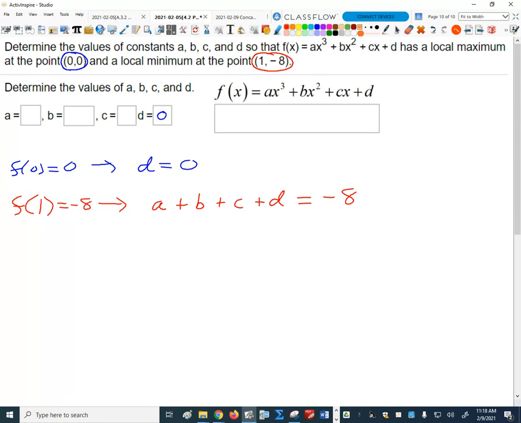How am I going to get another one here? Andy, how am I going to get another one? How about the fact that it's a local maximum at the point (0, 0)? What's that telling me? Not sure. Okay. Kyle? Anybody?